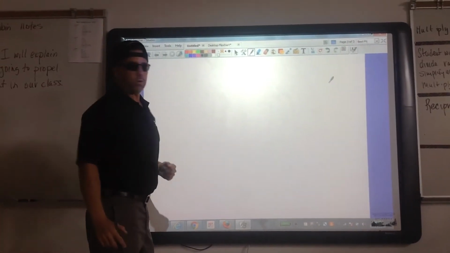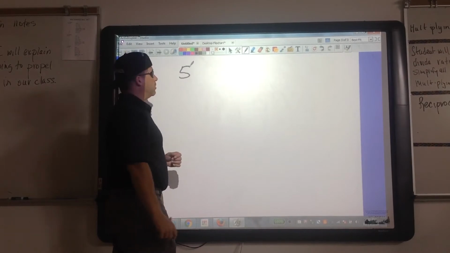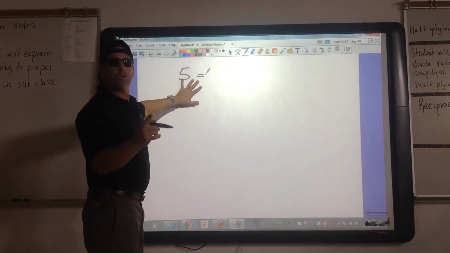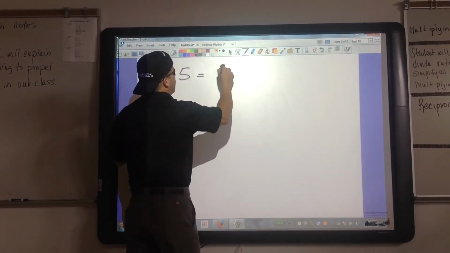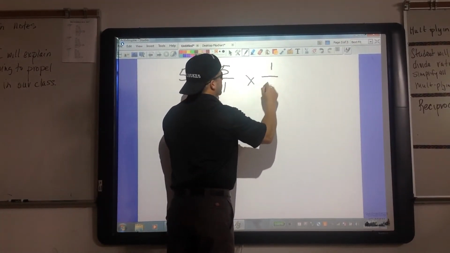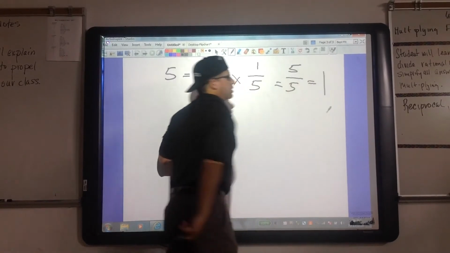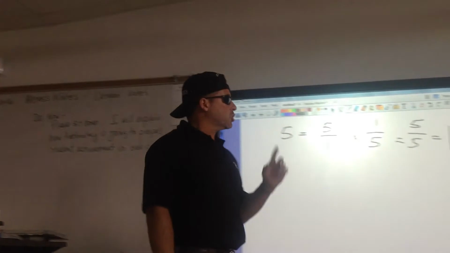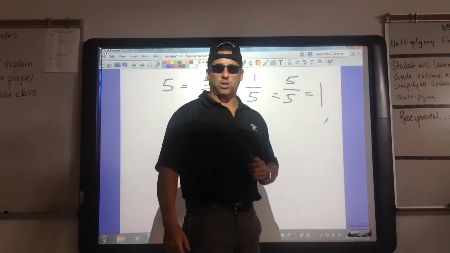Let's try a whole number. 5 multiplied by its reciprocal. When you multiply, you must turn your whole number into an improper fraction. 5 over 1 times its reciprocal is 5 over 5, which equals 1. Okay, so that's the idea right there. So now, how do we use a reciprocal when we're dividing fractions?